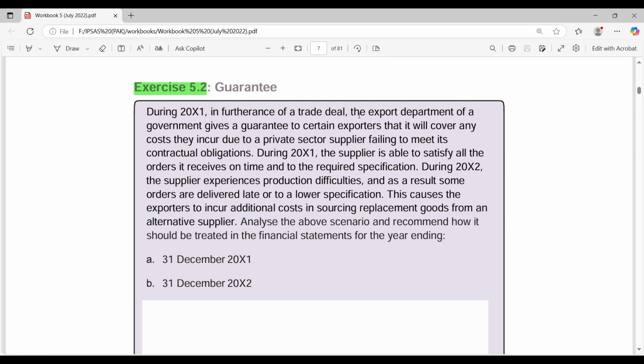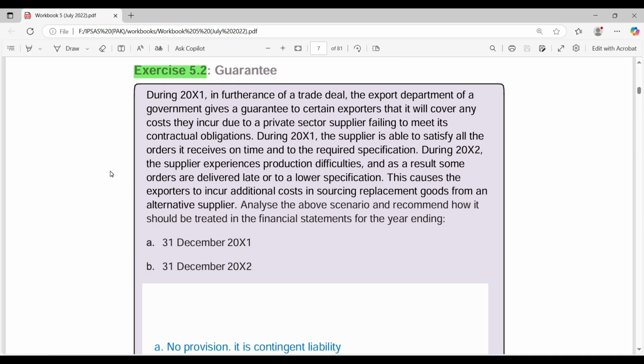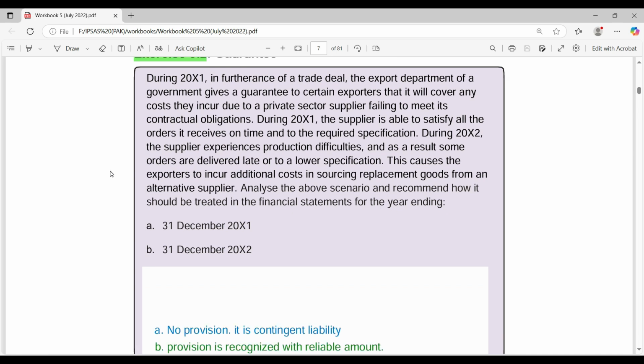In a trade deal, the export department of a government gives a guarantee to certain exporters that it will cover any cost incurred due to a private sector supplier failing to meet its contract obligations. During the first year, 2000 X1, the supplier is able to satisfy all the orders it receives on time and to the required specifications. For this first year, there is no provision, it is only a contingent liability.